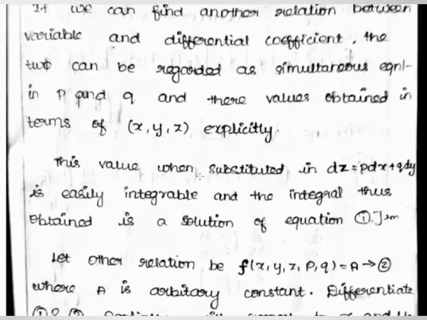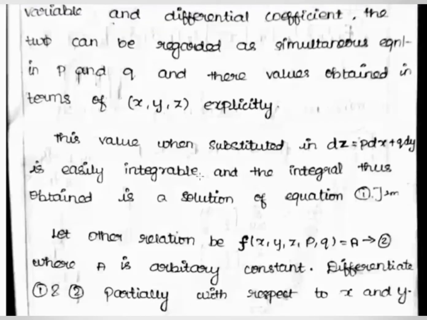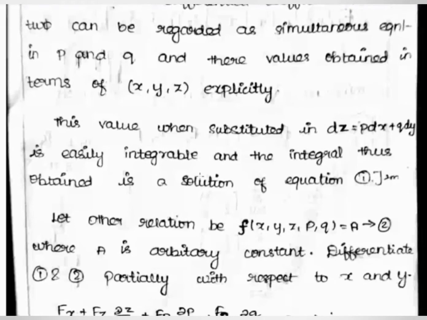After identifying p and q, you substitute those p and q values in dz equal to p dx plus q dy. Then you integrate again and you get the solution by the Charpit method. So this is the working rule for the Charpit method. The other function is given in terms of small f of x, y, z, p, q equal to a. So the RHS term is a here.